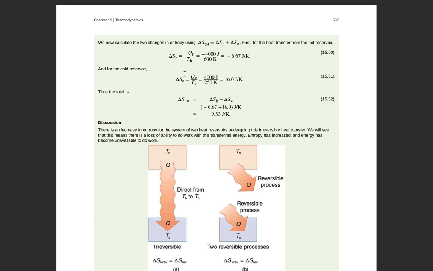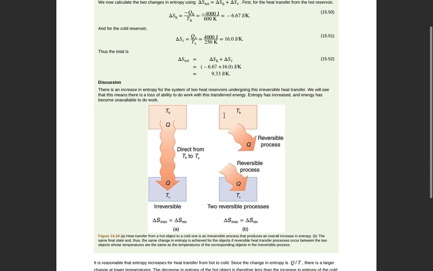And for the cold reservoir, it is receiving all that energy, or that heat transfer. So this would be positive. And our temperature would be 250. So that'll give us 16 joules per Kelvin. The total change in entropy would be 9.33 joules per Kelvin.